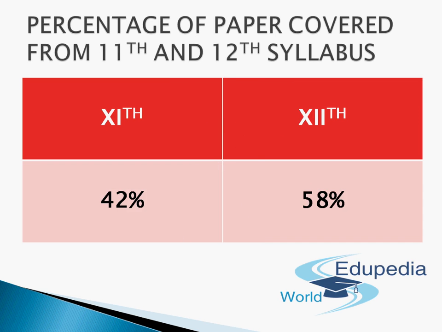Now generally the portion covered between the two classes is 50-50. You get half the paper from the syllabus of 11th class and half the paper from the syllabus of 12th class. But in this case 58%, that is nearly 3/5 of the paper, was from the 12th class syllabus. So that's something to note.